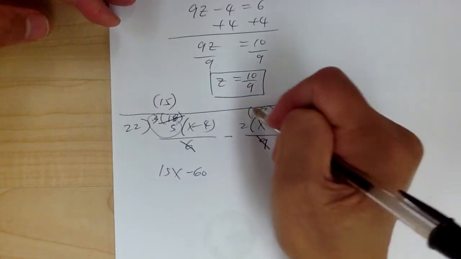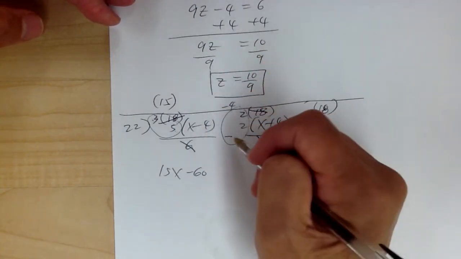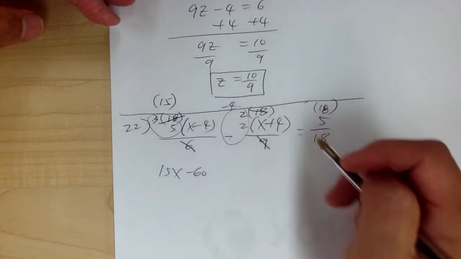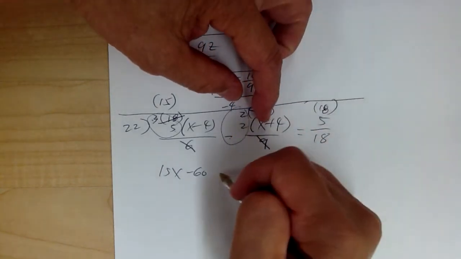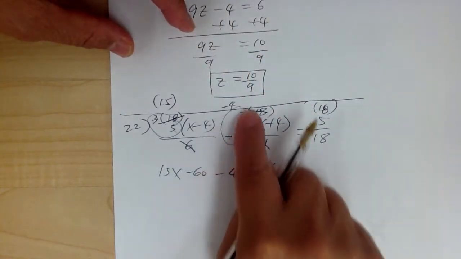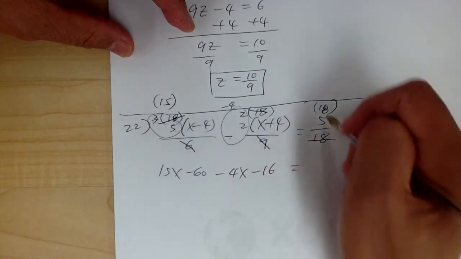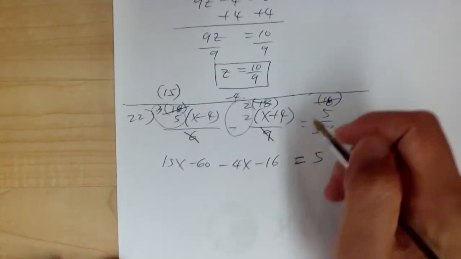Over here you cancel. Now notice this is going to give you negative 4. Negative times 2 gives you negative 4. So when you multiply, you're going to get minus 4x minus 16. So be extremely careful when you have negatives with a lot of items. This cancels out, so you get 5.